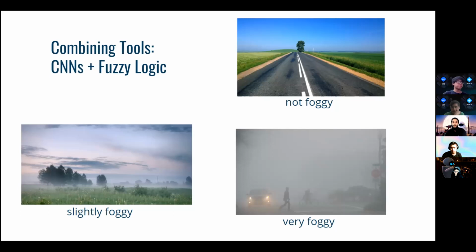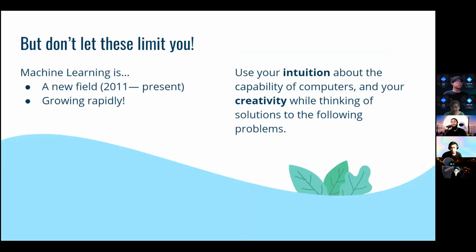So don't let these tools limit you. You can be as creative, as imaginative as you want. You just use your intuition on what computers are capable of doing, and try and come up with innovative solutions to our climate problems today. Because machine learning is a very nascent field and it's growing really fast. So pretty much what you can imagine, you can come up with.